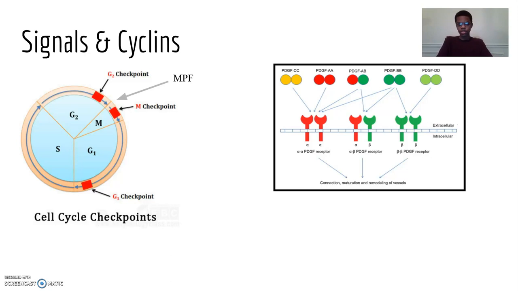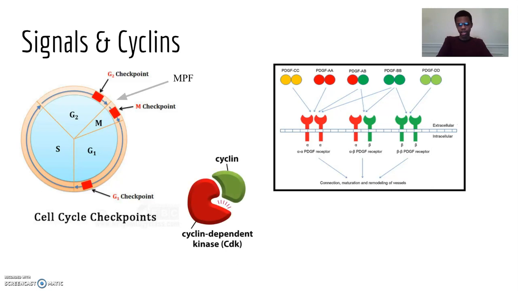And both of these growth factors are fueled by cyclins and cyclin-dependent kinases. So the cyclin is a regulatory protein, and this is what is actually responding to the signals. This is what responds to the growth factors. And the kinases are what allow it to respond, so it can actually do what it's supposed to do.